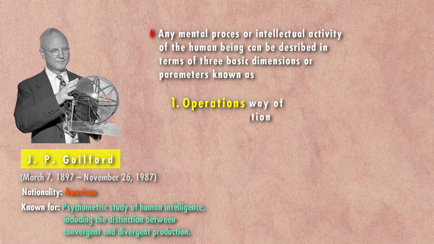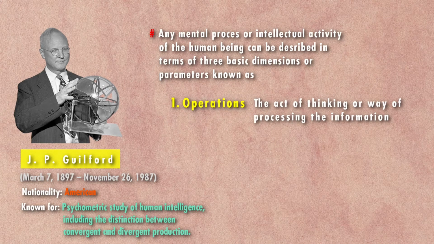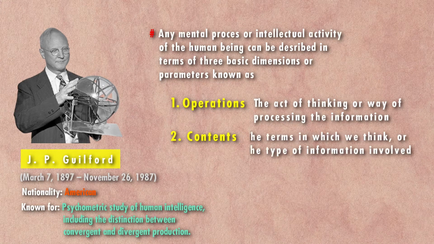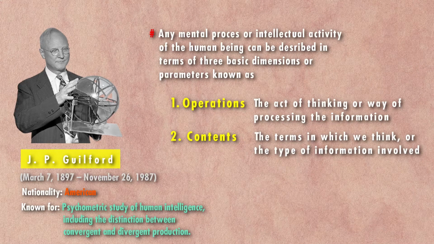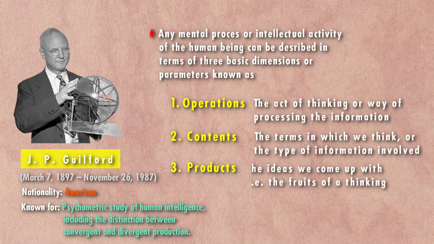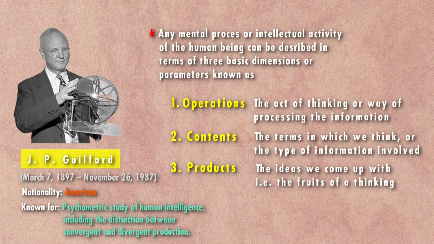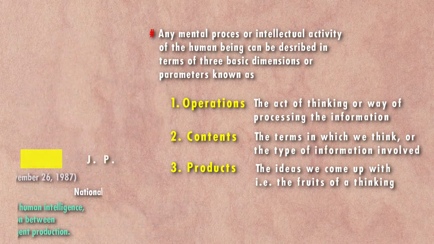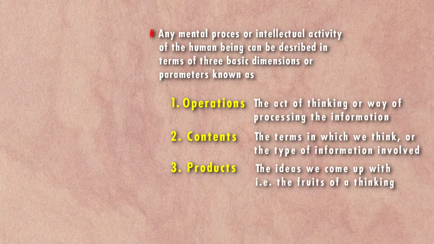contents and products. Operations are the act of thinking or way of processing the information content. Contents are the type of information involved. Products are the ideas we come up with, the fruits of thinking. Each of these parameters may be further subdivided into some specific factors or elements.